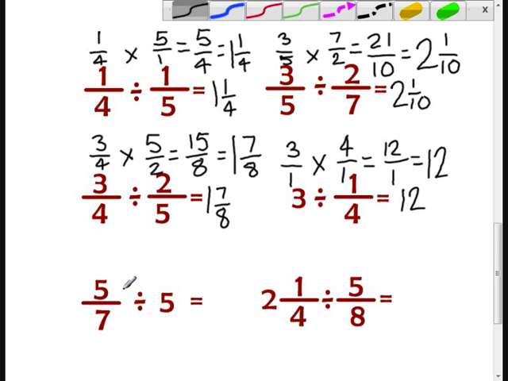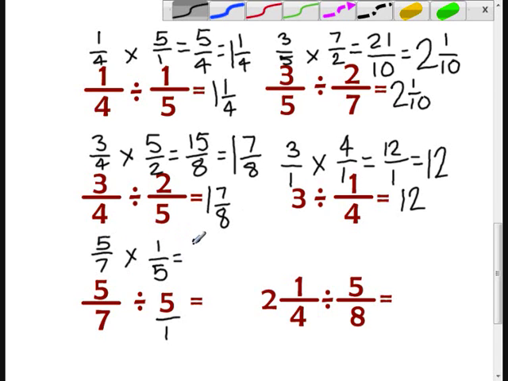Now for this one, 5/7 divided by 5. What do I do now? I'm dividing it by a whole number. Well, again, I'm going to turn that 5 into a fraction by putting it on top of a 1. So now I've got 5/7, and the division sign still changes into multiplication, and I've got 5/1. I'm going to invert it and turn it into 1/5. And now I can multiply.